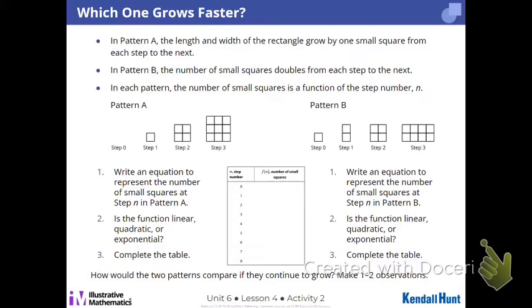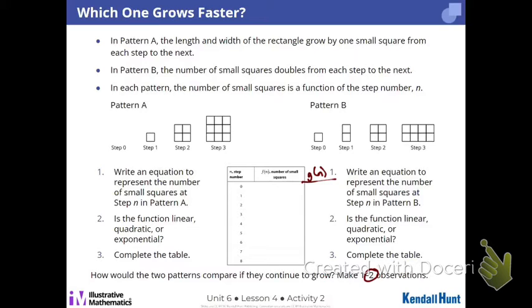For my table up here, this says f of n. I'm going to write a g of n next to it, and I'll do a tri-column table when we go over it together. And then I want you to make, it says 1 to 2, I'm going to make you make 2 observations about your outputs for the 2 functions that you're given from your patterns. And this will take, I think, 7 minutes or so.